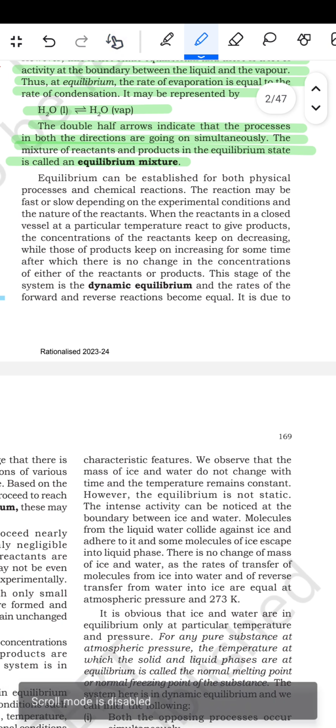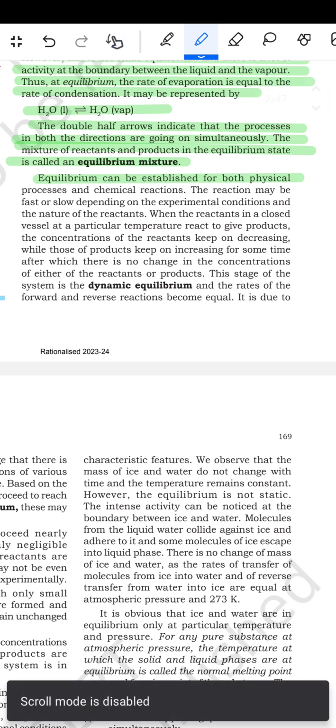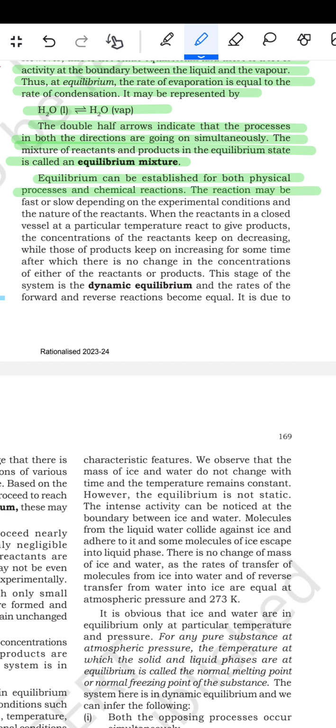आगे इंसर्ट बोलते हैं कि equilibrium can be established for both physical processes and the chemical reactions. The reaction may be fast or slow depending upon the experimental conditions and the nature of the reactants. When the reactants in a closed vessel at a particular temperature react to give the products, the concentration of the reactants keeps on decreasing, while those of the products keep on increasing for some time, after which there is no change in the concentration of either the reactants or products. This stage of the system is the dynamic equilibrium, and the rates of the forward and the reverse reactions become equal.